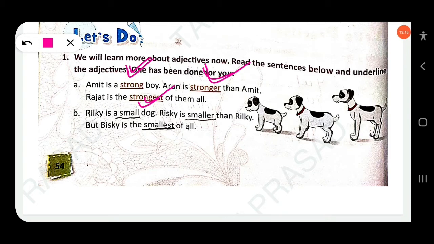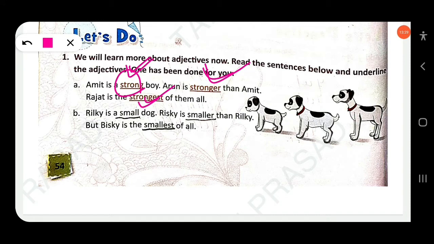Then when comparison is made of one with others, in that case you have to use superlative degree. Rohit is the tallest boy in the class. That means Rohit is compared with all the boys in the class. Clear? So here Amit is a strong boy.